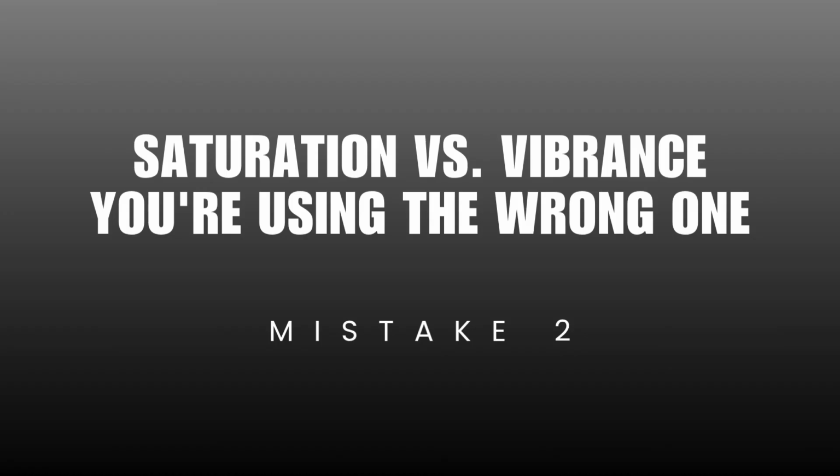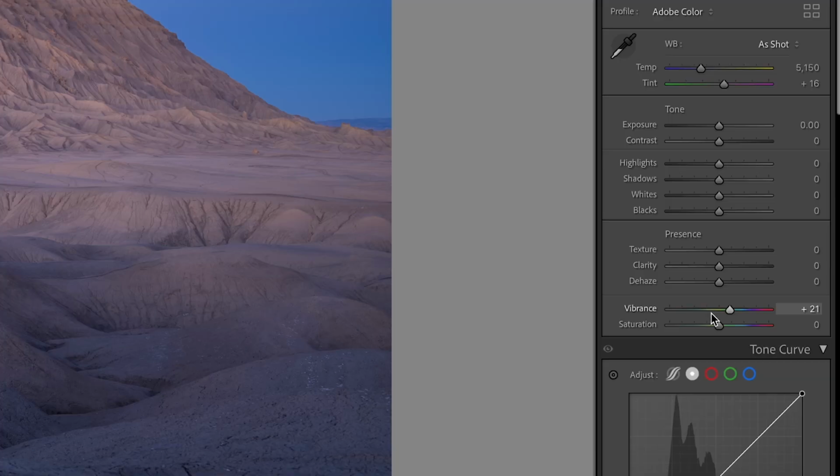Okay, 1 down. Mistake number 2 is the one that most photographers are making right now and they have absolutely no idea, so stay with me here. Mistake number 2 is really simple. You're reaching for the saturation slider when you should be using the vibrance slider. These 2 controls look the same and they look like they do the same thing, but they actually don't.